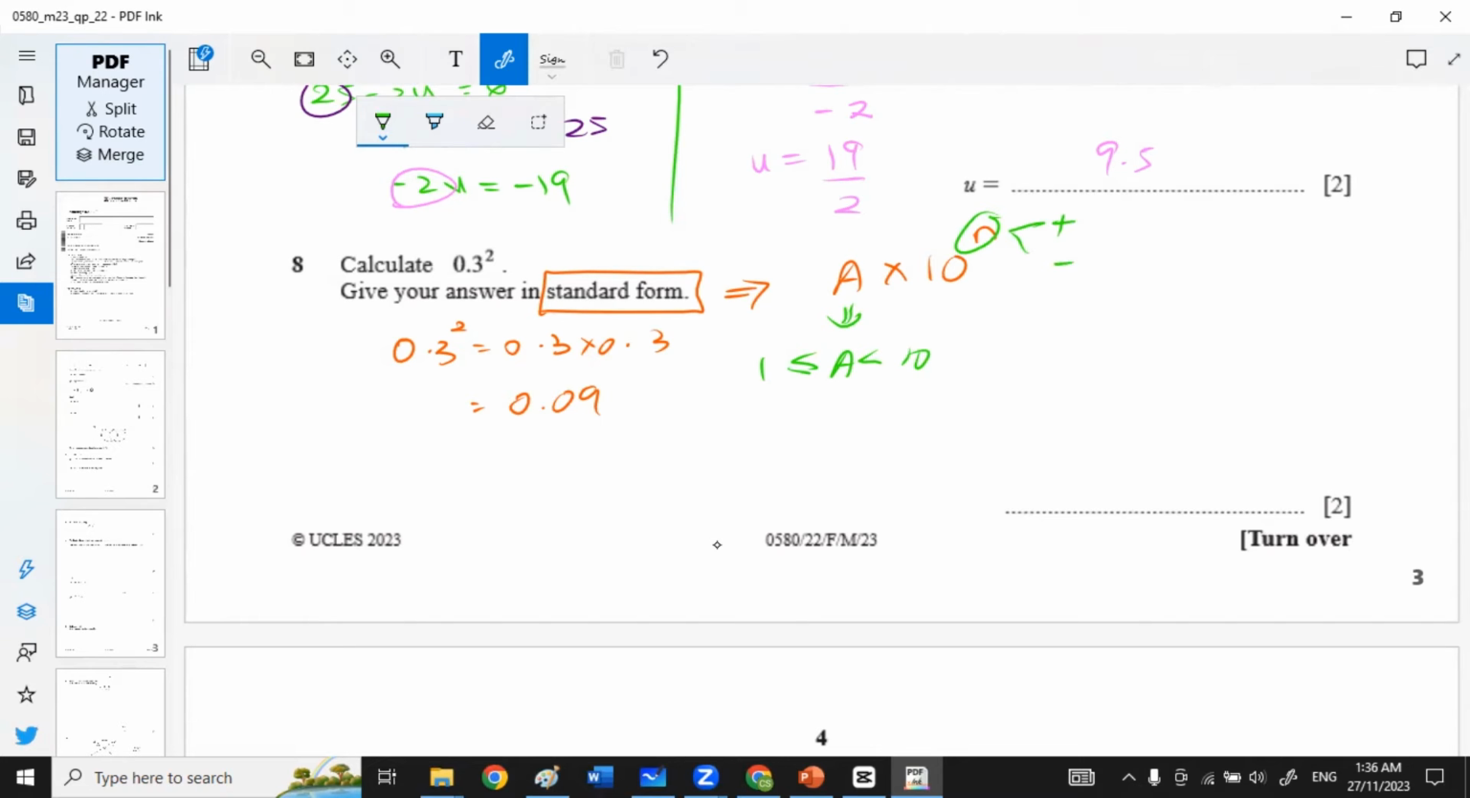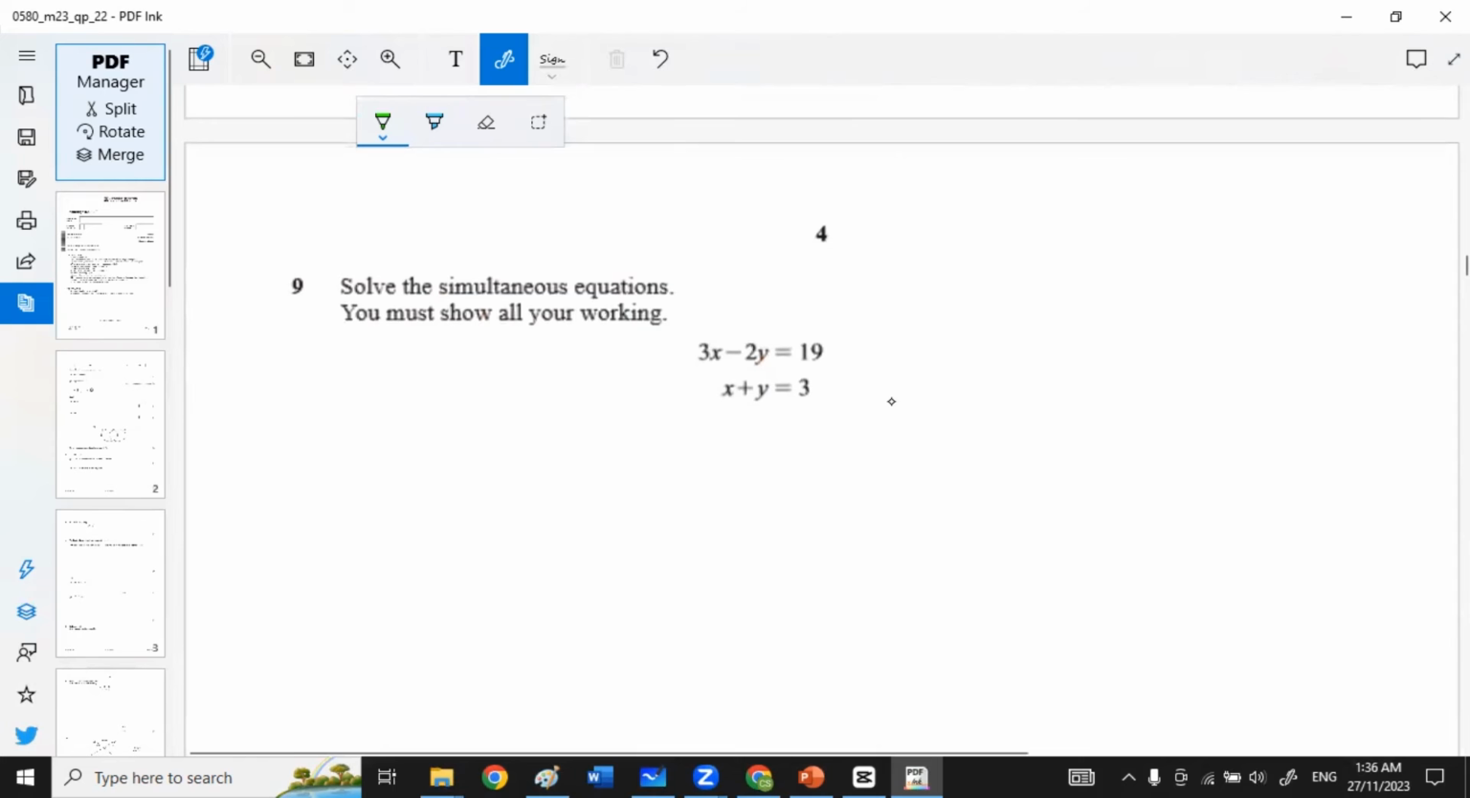And the n can be positive or negative. Negative when you have a decimal. This case is negative. So 2 decimal places will give you negative 2 times, just take the 9. That's your answer: 9 times 10 to the power of negative 2.